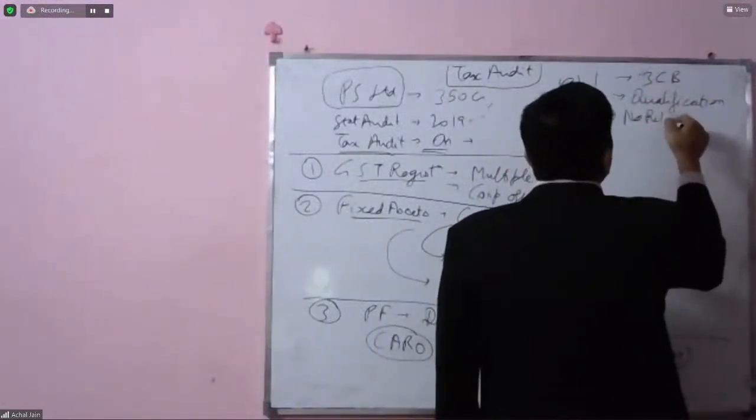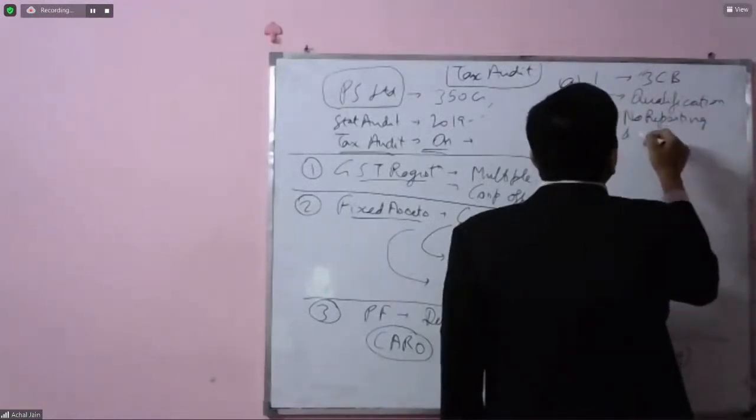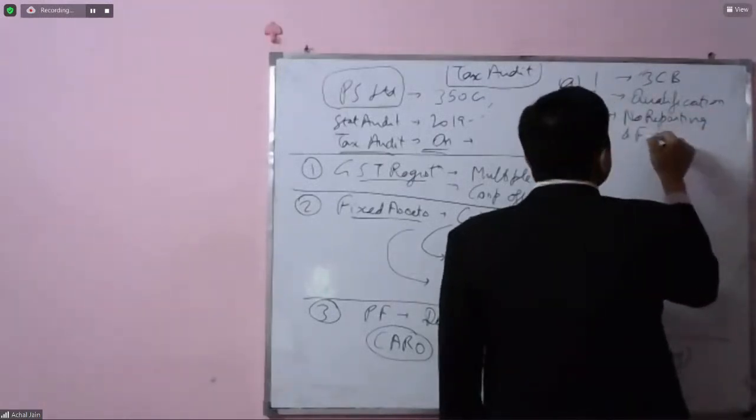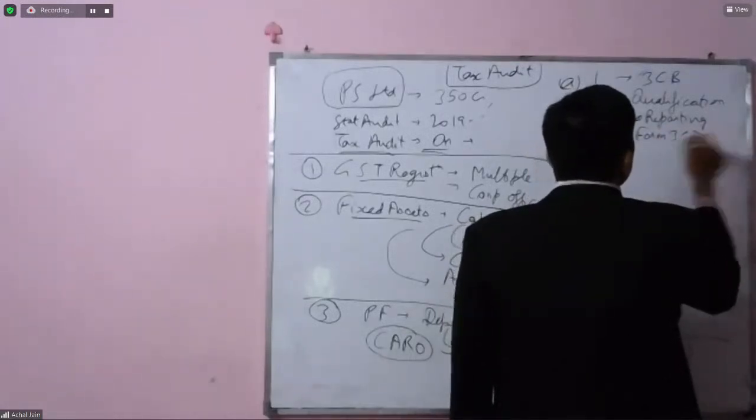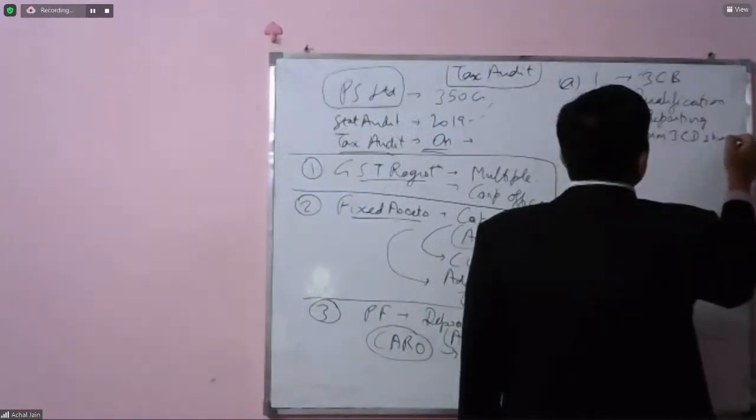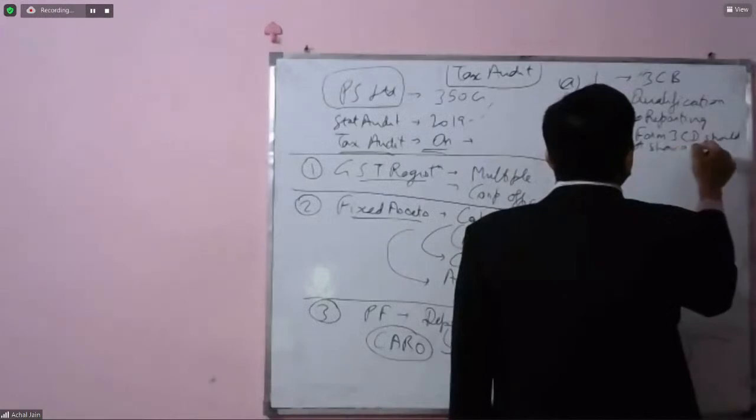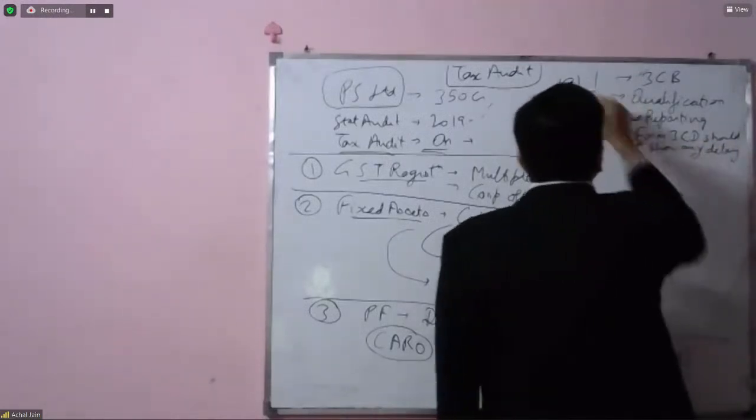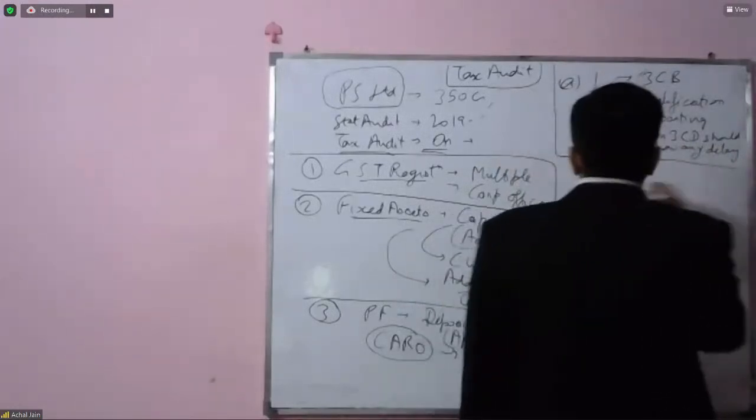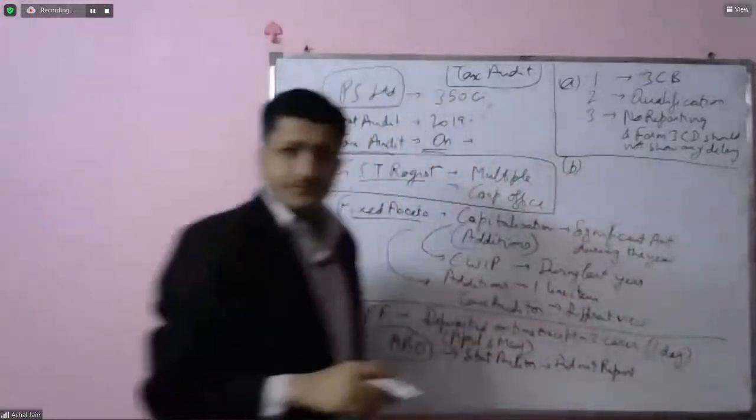So herein, no reporting, and Form 3CD should not show any delay. Okay, so it's better to change the dates. Why show any delay?